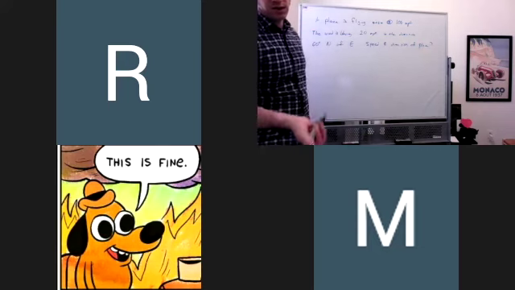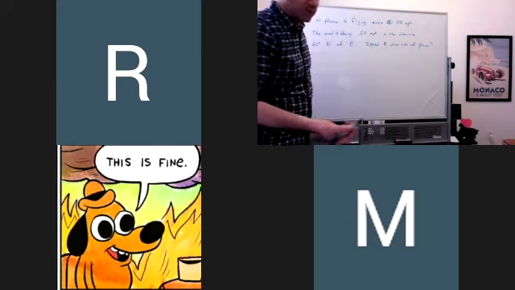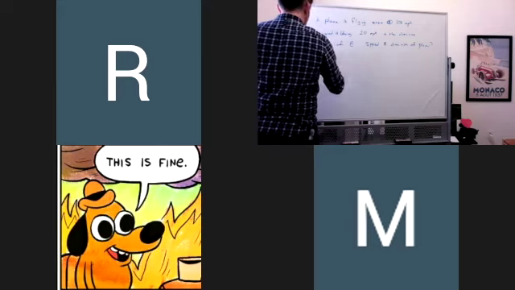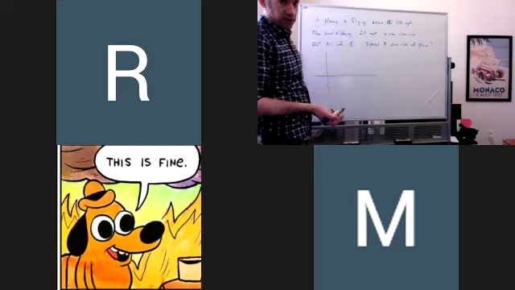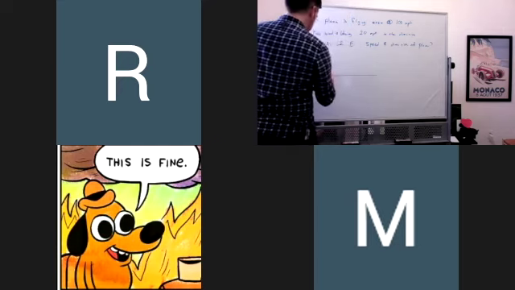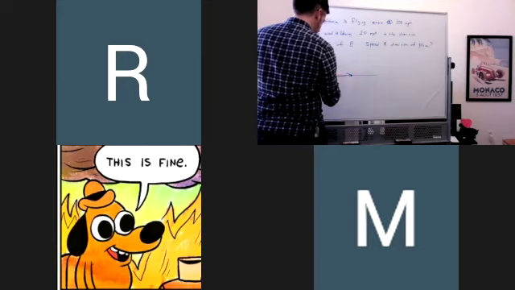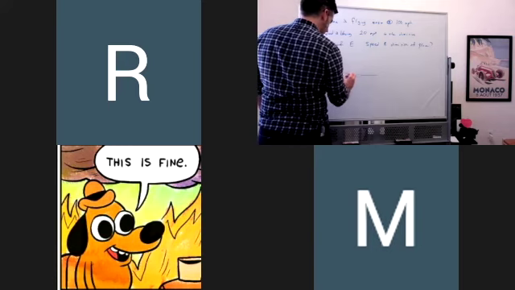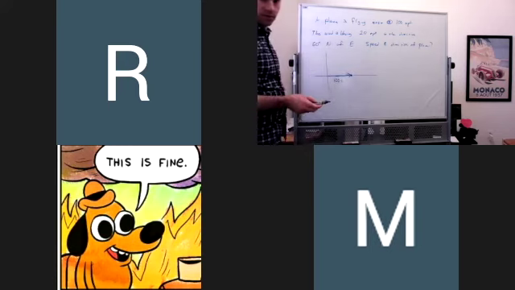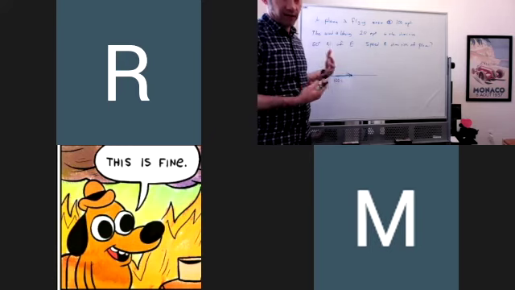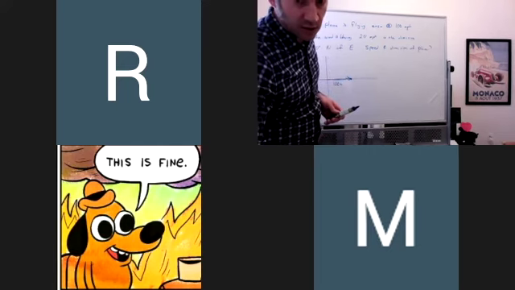So really what this question is asking us to do is add some vectors together. Here's how it looks graphically. The plane is going 100 miles per hour to the east, so we're going this way. Our vector for the plane is 100i, where the length of the vector is how fast the plane is going in miles per hour.